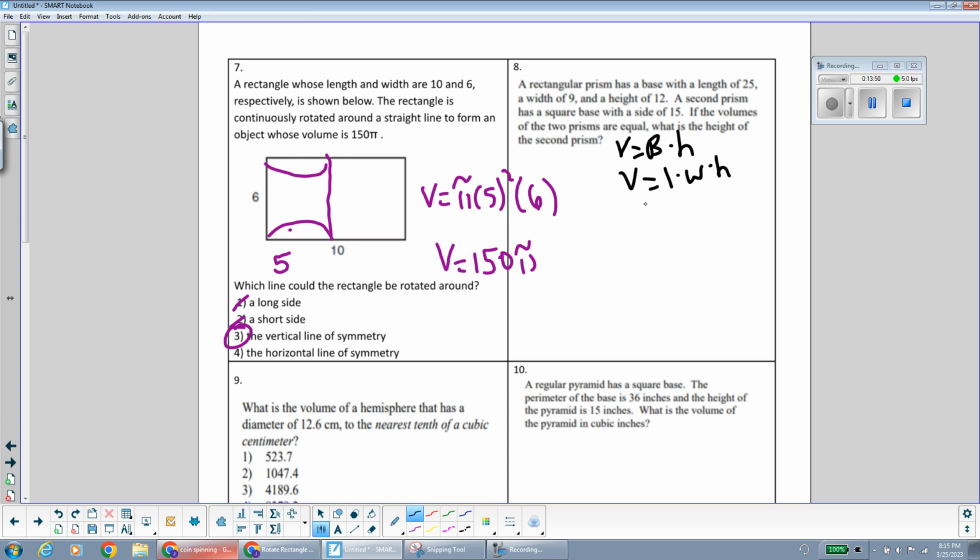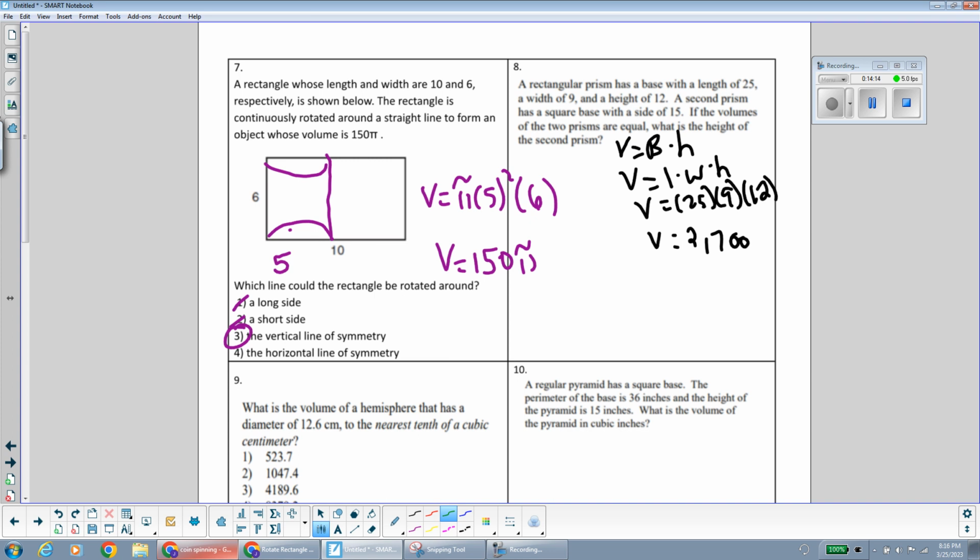So that would be 25 times 9 times 12. And if I stick that into my calculator, that would be 2,700 cubic units. So that is for the rectangular prism.